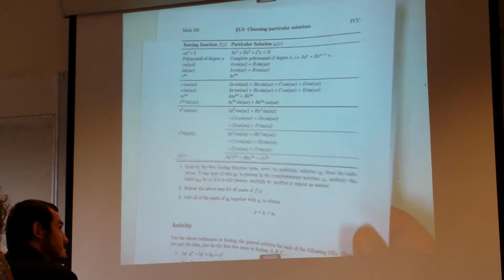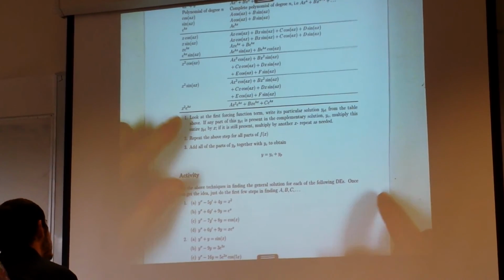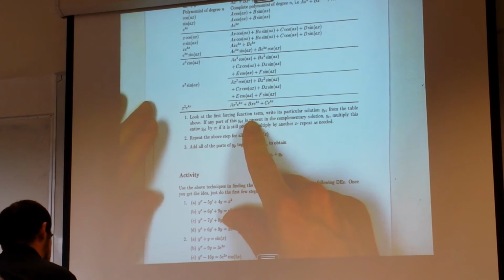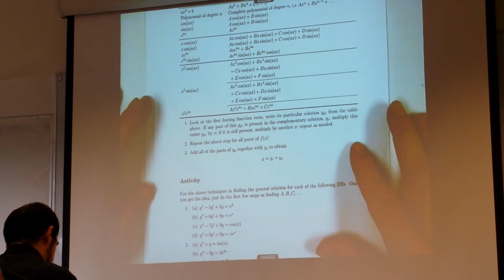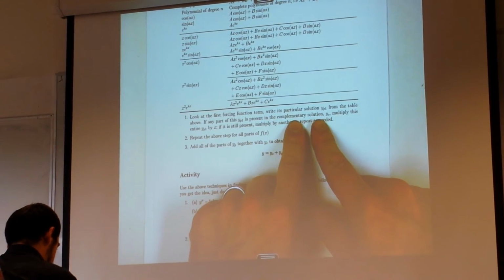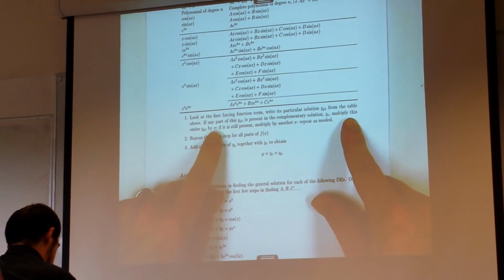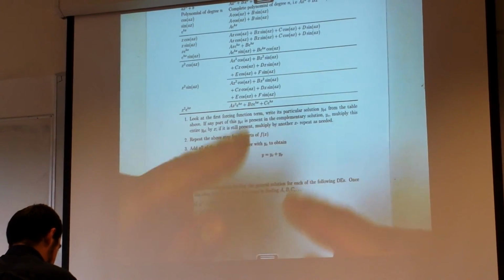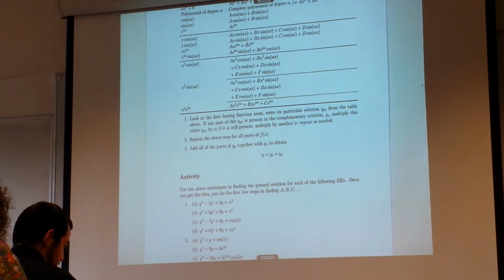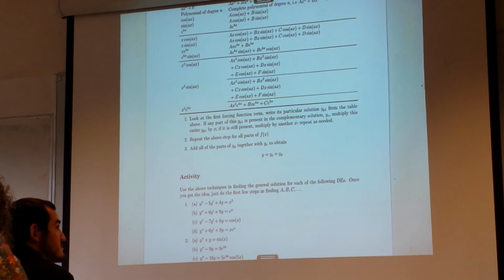So it also has steps 1 through 3 where it says, look for the first forcing function term, write its particular solution. If it's present in the complementary solution, multiply this entire thing by x. If it's still present, multiply by another x. Repeat until that escapes any linear combination of the complementary function.